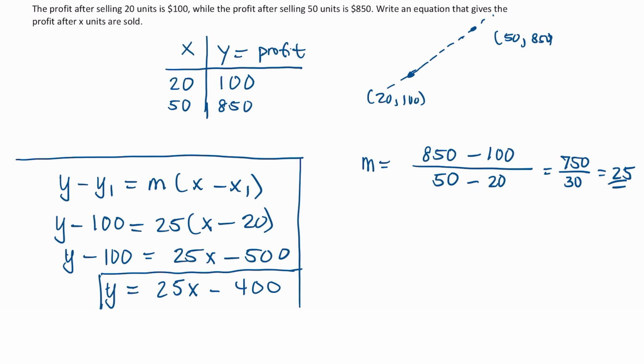And just to kind of double check reality here, if X is 0, so if you sell no units, this tells us that the profit is negative $400, which seems a little weird, but remember, when you're in the business of selling items, you usually start off at a deficit, and your goal is to at least make up for that deficit. That's called break even. So this equation actually does model reality pretty well. So there is writing the equation of a linear model given the information.